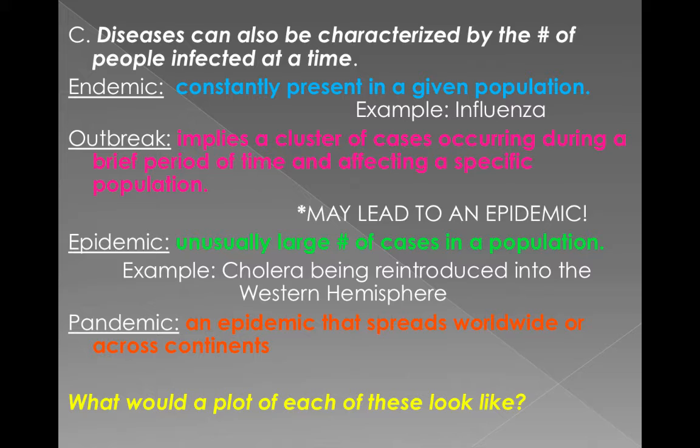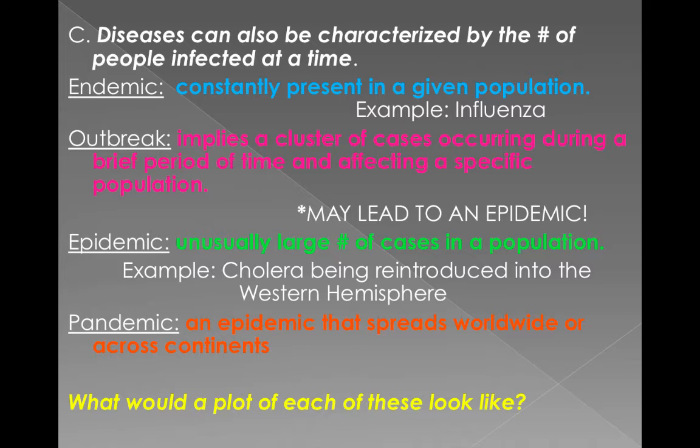Now, something would move from an epidemic to a pandemic when the infection spreads worldwide or it crosses continents. So it's crossing an ocean. Now, you can imagine how much more likely we are to have pandemics now than ever before. With our ability to travel, with the increased technology, people can be on the other side of the world in less than 24 hours. So you can imagine how quickly an infection might spread if the incubation period is more than a day. So what would a plot of each of these look like on a map?